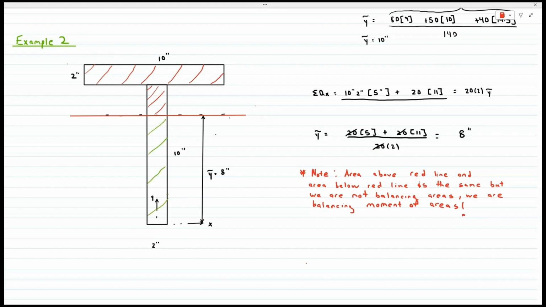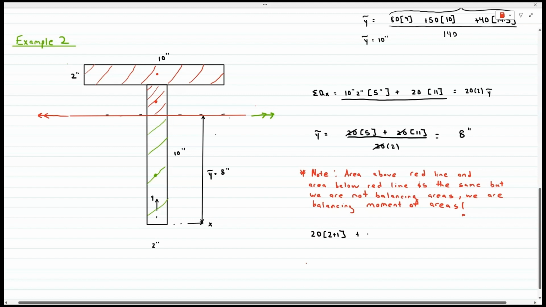How could we know that the centroid should be placed at that red line? If we wanted to check, all we would do is ensure that the moment produced by the areas above this red line and the moment produced by the areas below those red lines are exactly the same. They're equal and opposite. The top areas would produce a leftward pointing moment denoted by that double arrow, and the bottom area would produce a rightward pointing moment shown by that double arrow, where their sum is 0.